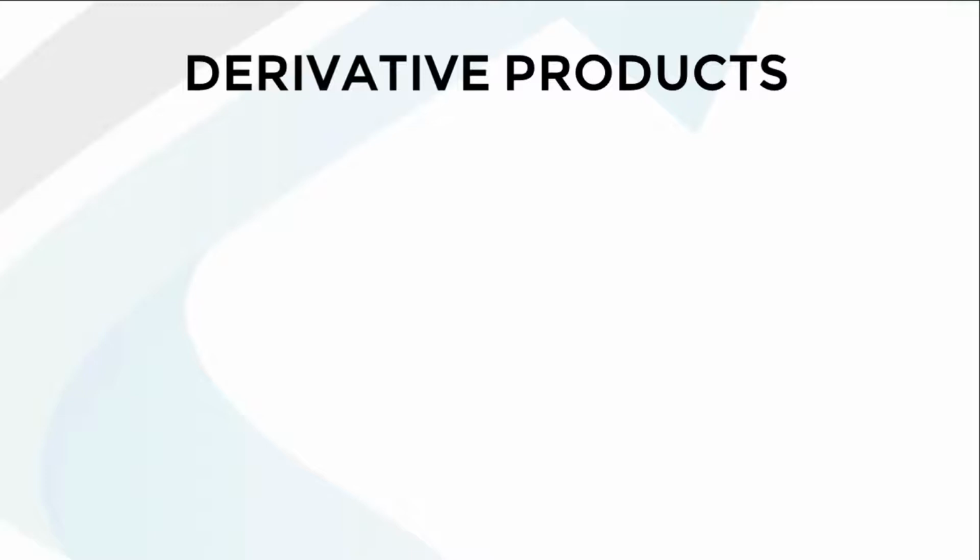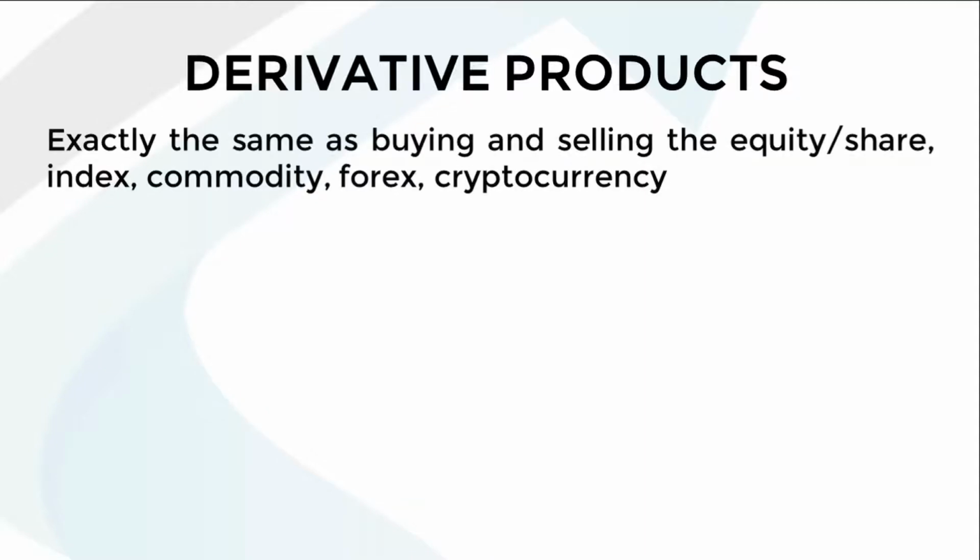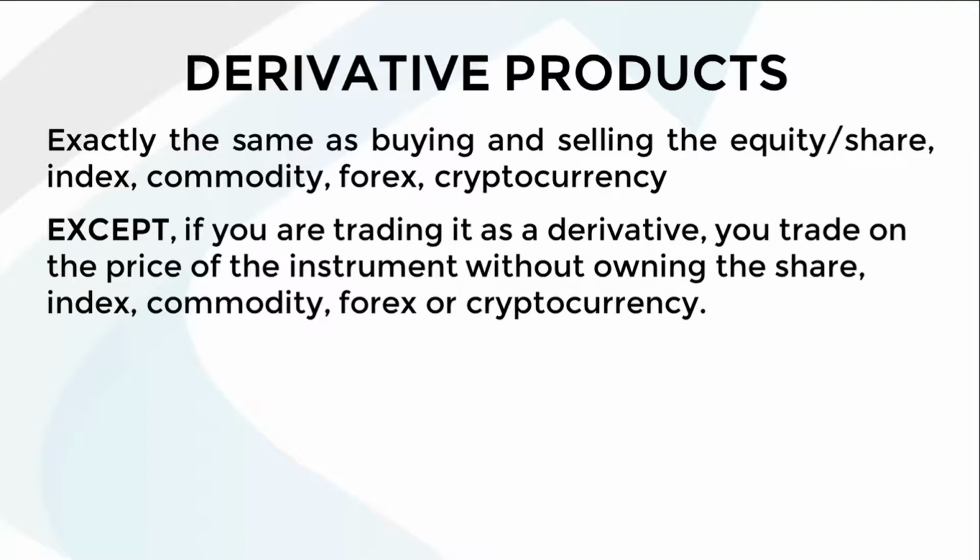Now, the process when trading derivatives is exactly the same as, for instance, buying or selling shares, except that because you don't physically own the share, commodity, forex, etc., and are merely trading on the price, it allows you to make money in both an upward and a downward trending market.